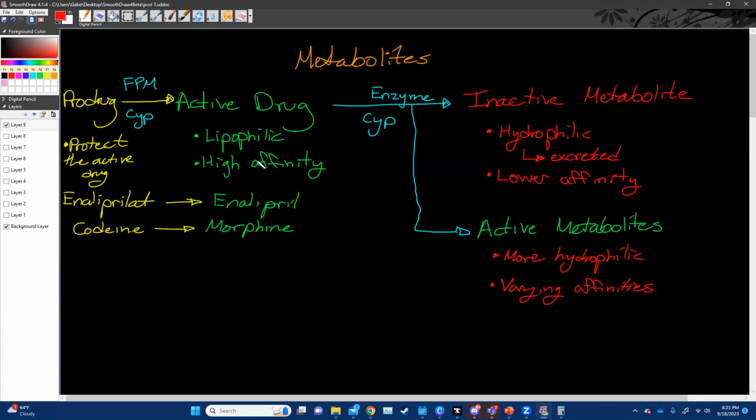For drugs that are too hydrophilic, we would use a prodrug. Yes, because a hydrophilic drug will not absorb. It can't go through the membrane in order to get absorbed.